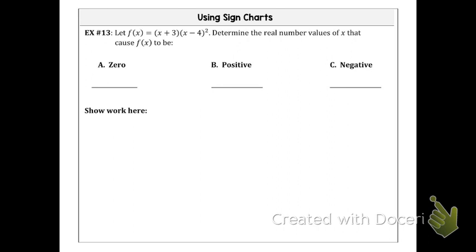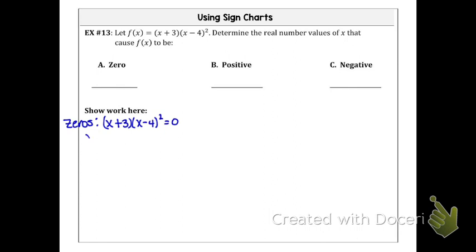Alright, so using sign charts, it says let f of x equal (x plus 3) times (x minus 4) squared. Determine the real number values of x that cause f of x to be 0, positive, and negative. The first thing we're going to do here is find the zeros. So we're looking for where (x plus 3) times (x minus 4) squared equals 0.